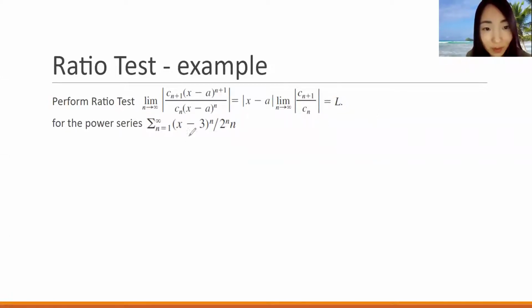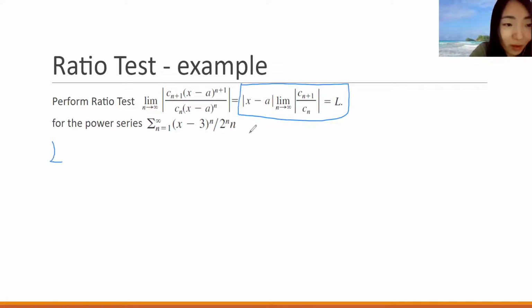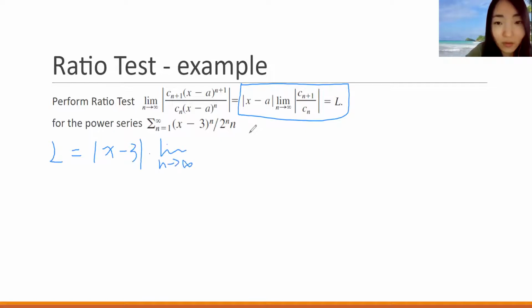So in this case, we have a power series where a is equal to 3. It means that it's centered at 3. And Cn is 1 over 2 to the n times n. So according to our formula, we have L equals x minus 3 times the limit when n goes to infinity of Cn plus 1, which is 1 over 2 to the n plus 1 times n plus 1, divided by Cn, which is 2 to the n times n, all in absolute value.